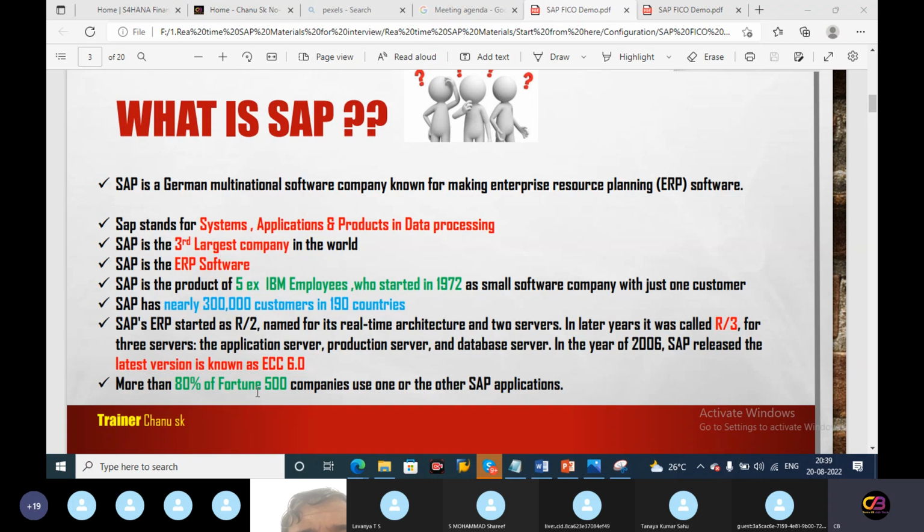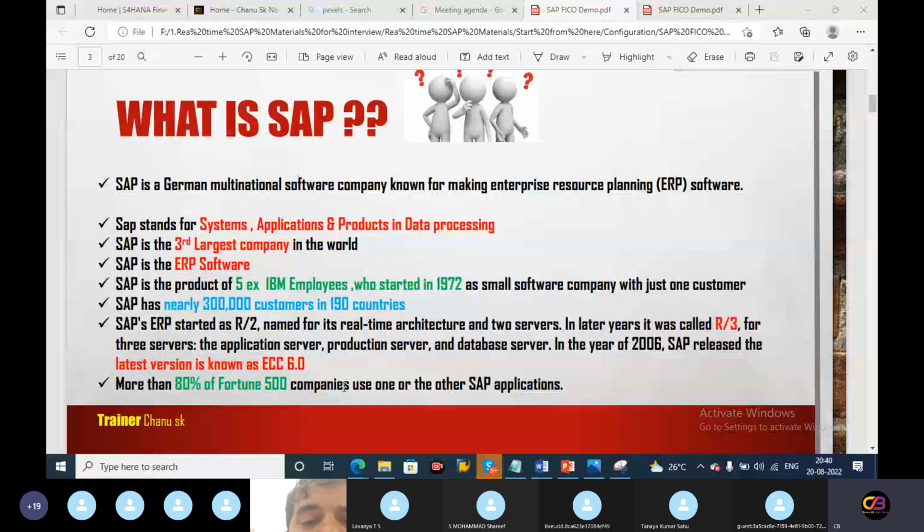Out of the top 500 companies, 80% are still using SAP. That means we can say SAP is a big company, and almost every top company uses SAP software. More than 80% of Fortune 500 companies are using SAP applications, right? Right now we are using a version that is not S4 HANA.